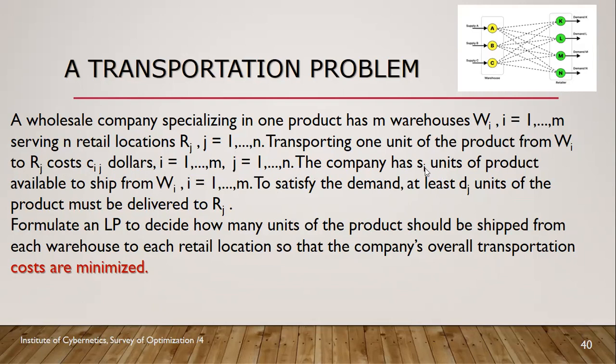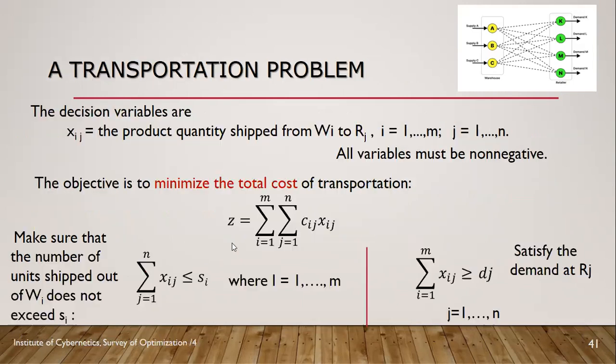The company has S sub I units of product available to ship from a warehouse. To satisfy the demand, at least D sub j units of the product must be delivered to a retail location J, denoted as R sub j. The task is to formulate an LP model to decide how many units of the product should be shipped from each warehouse to each retail location so that the company's overall transportation costs are minimized. Again, we speak about minimization.